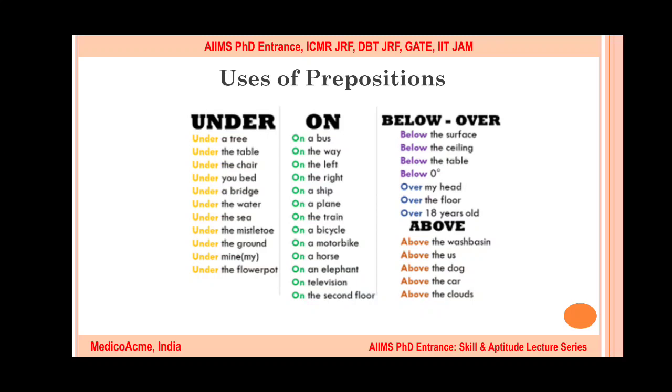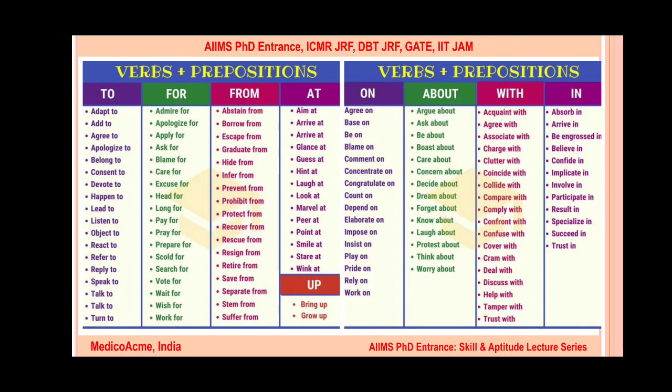Above the basin, above the us, above the dog; our HOD, head of the department, is above us. So you can tell of a dominant kind of thing here also. Above the car, above the clouds, everything it is used. It's a very important slide. These two slides are very important, please remember them. So to is used: adapt to, agree to, apologize to. Please go through it, these are very important.